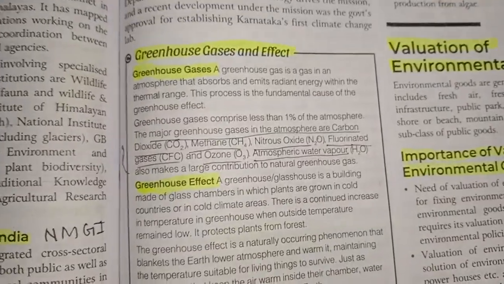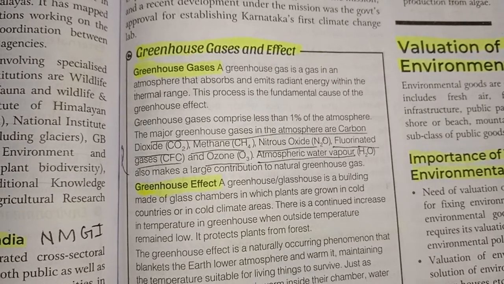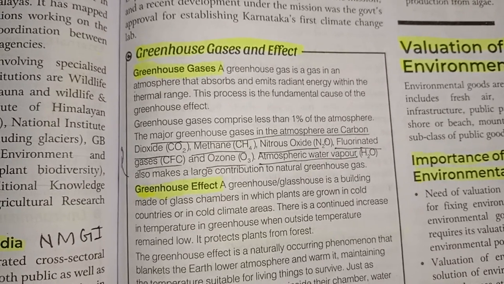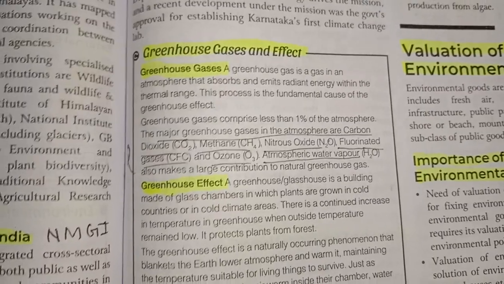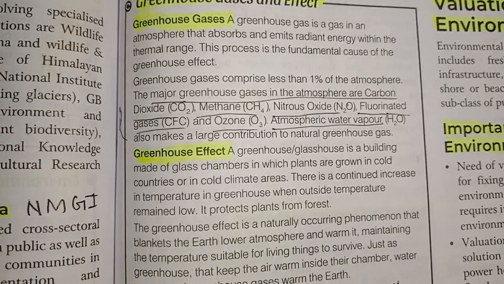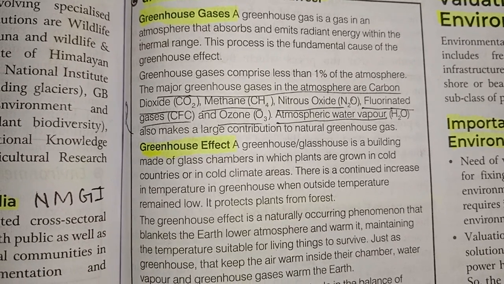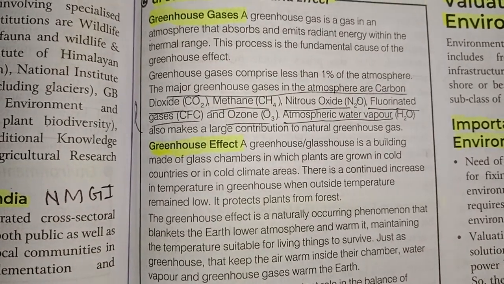Greenhouse effect. A greenhouse is a building made of glass chambers in which plants are grown in cold countries or in cold climate areas. There is a continued increase in temperature in the greenhouse when the outside temperature remains low. It protects plants from frost.